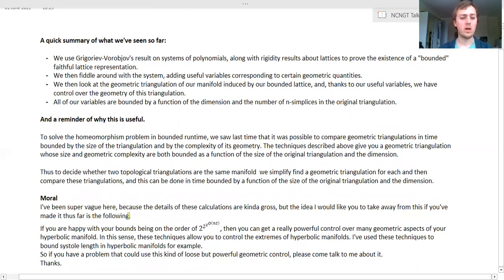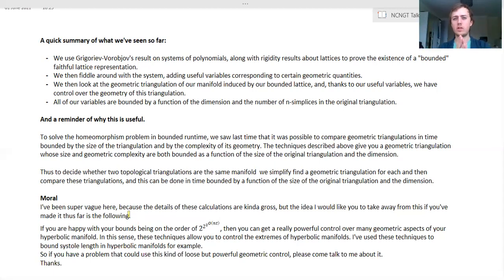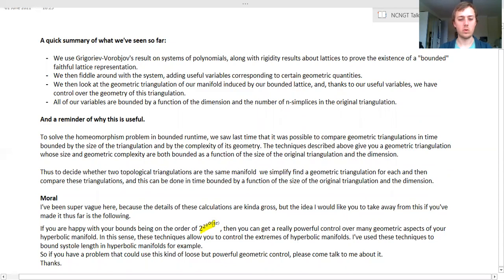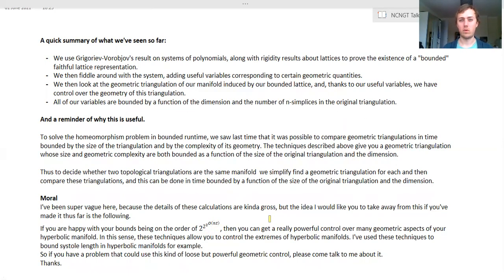So the moral of the story here, I've been vague on the details because I wanted to show you this big moral, which is that you can translate a lot of geometric quantities of your manifold into polynomials in a system of polynomials. And once you've done that, it all depends on the original topological triangulation you were given. So if you're happy with your bounds being quite loose in this sense, being of this size, then you can get really powerful control over many geometric aspects of your hyperbolic manifold. So if you're happy with the looseness, the range of control that we have is really good.